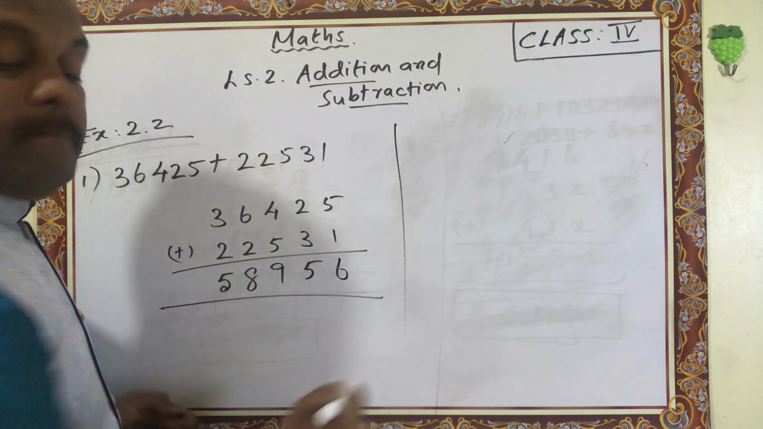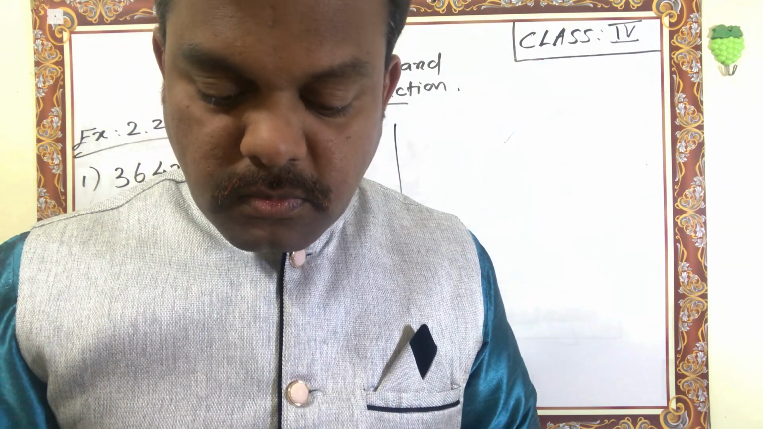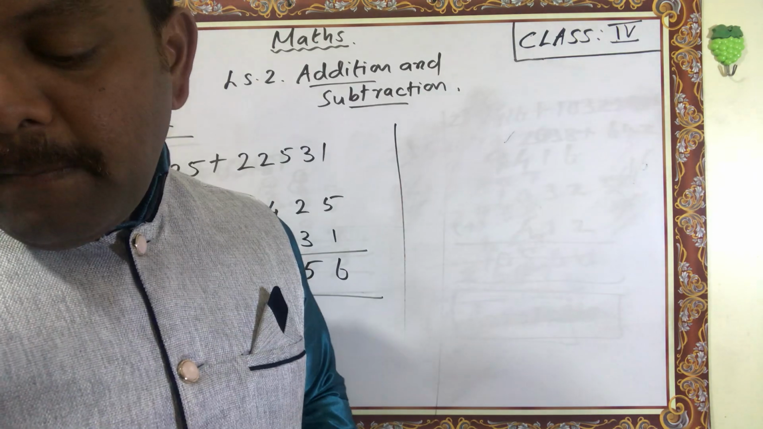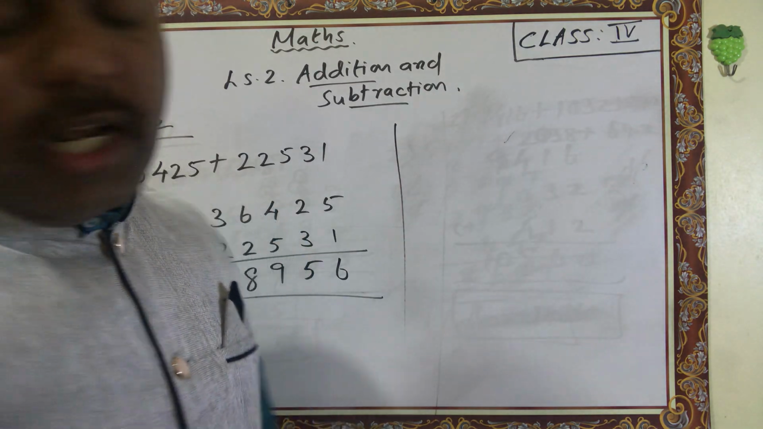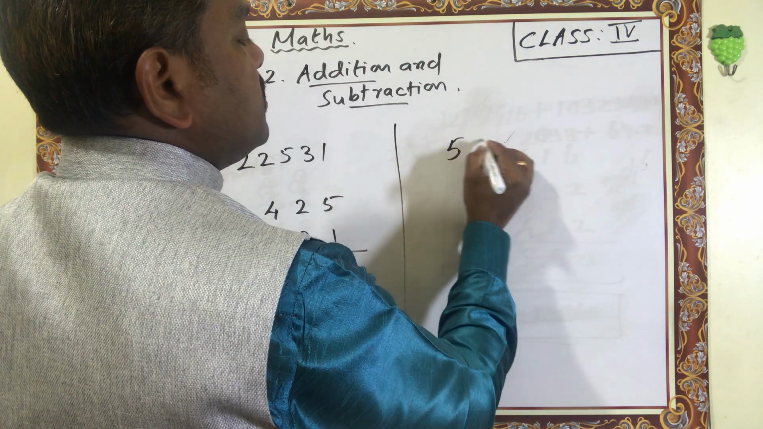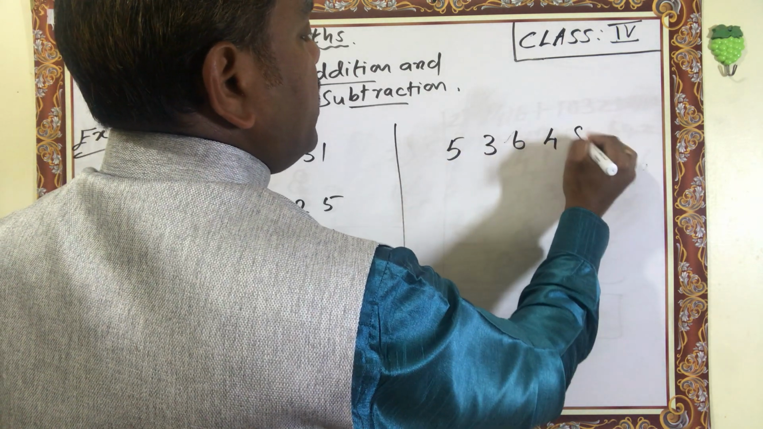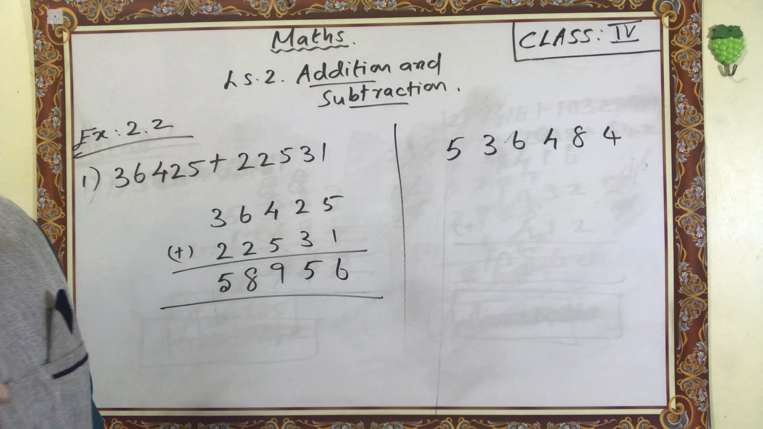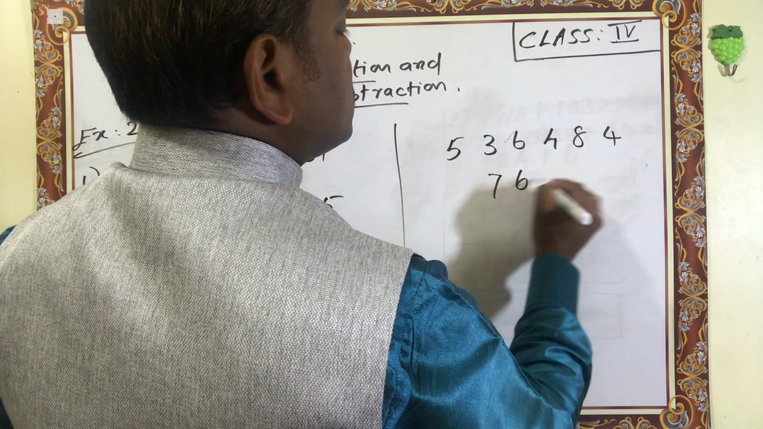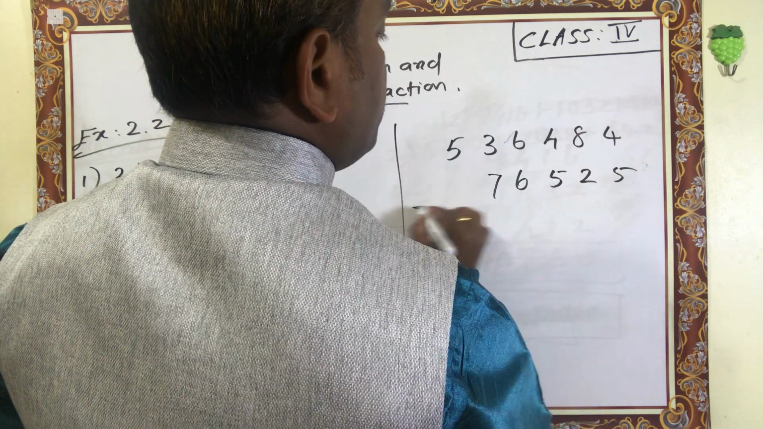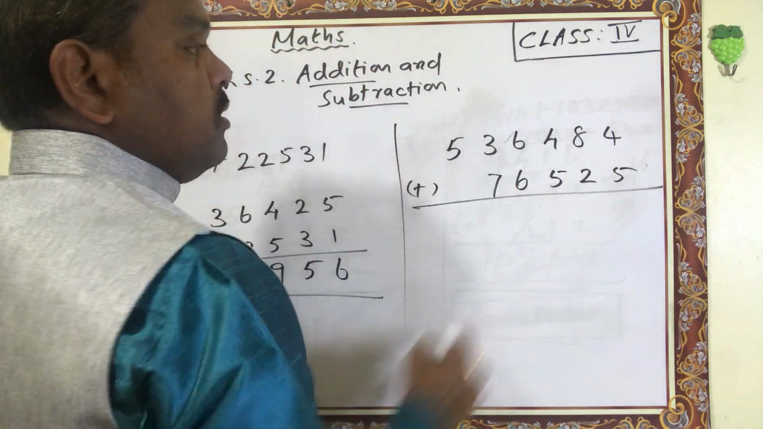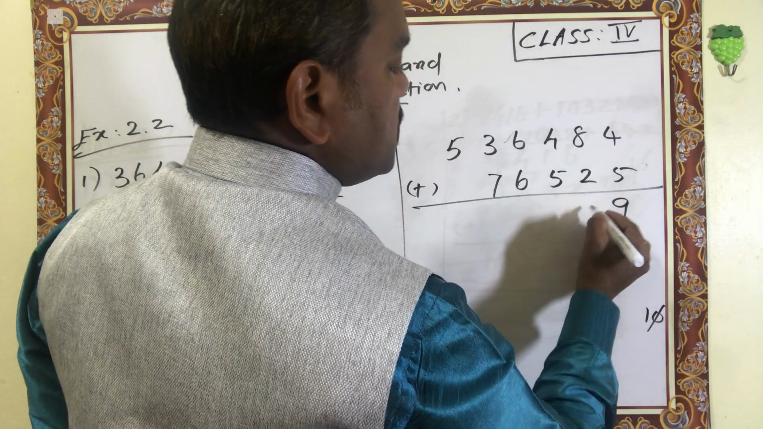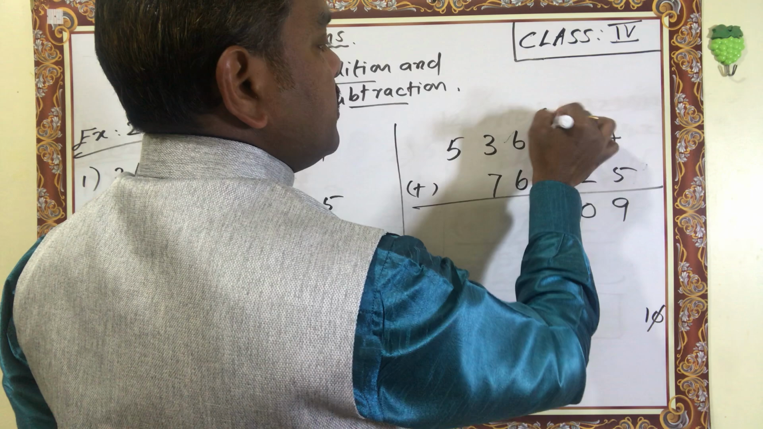Okay, from your book, one more example I will give. 5,36,484 plus 76,525. Add: 4 plus 5, 9, 8 plus 2, 10, cut 0, balance 1, carry here.